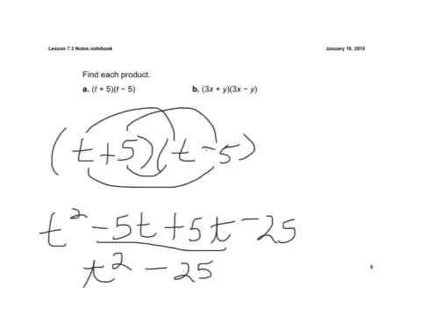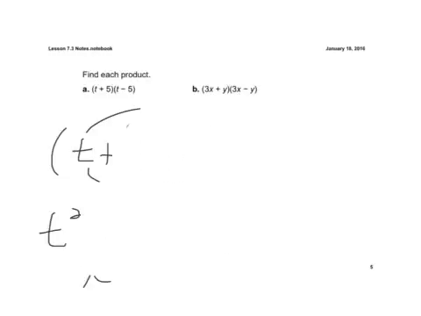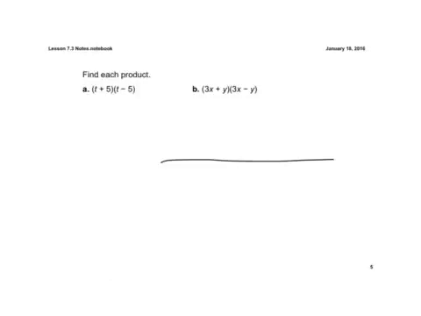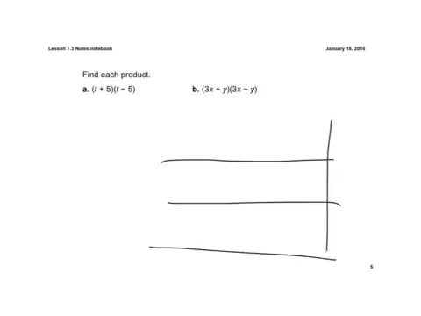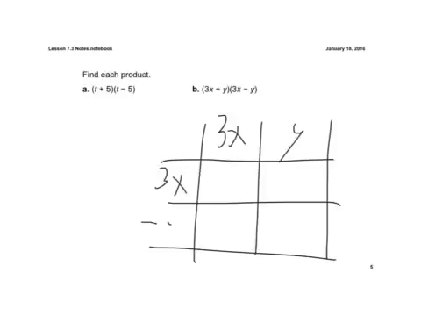All right? So again, there is a pattern to this, and this one might be a little easier to recognize. But if you don't recognize that pattern, you can always just multiply it out. So we'll go ahead and multiply out letter B using the box method. And so I'm going to set it up using the box. So across the top I have 3x and y. Down the side 3x and minus y.